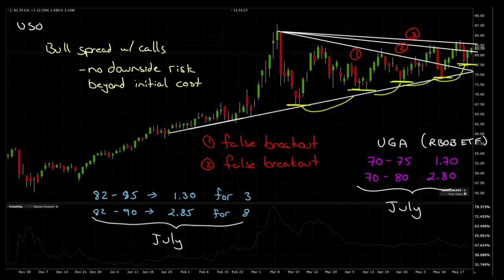Okay, oil. Still a big story out there. Every top of the week it seems to sell off, and then it seems to rally at the end of the week, and there we are. And every time it sells off, it's picked up at higher and higher lows. So it's looking more and more bullish. It's had a couple of false breakouts so far. So we're going to set up something here, a bull spread with calls.